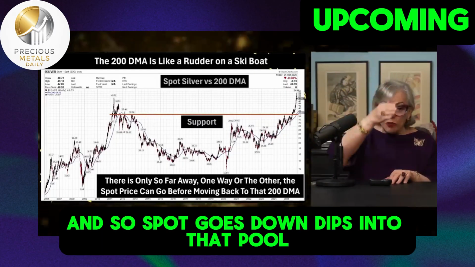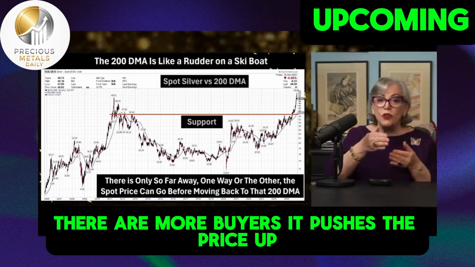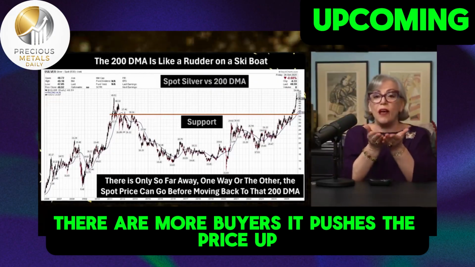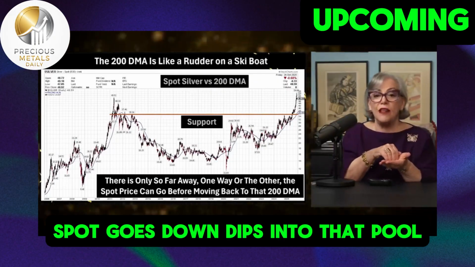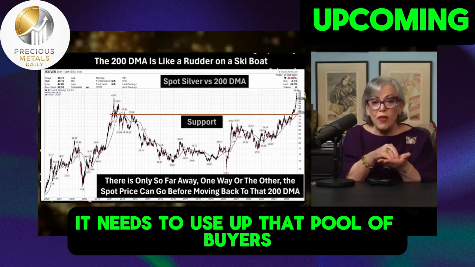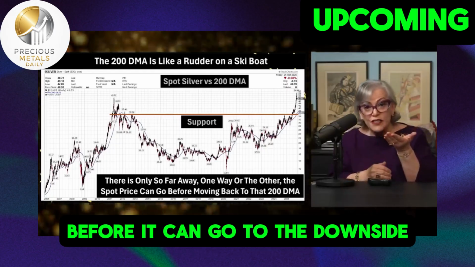And so spot goes down, dips into that pool. There are more buyers. It pushes the price up. Spot goes down, dips into that pool. It needs to use up that pool of buyers before it can go to the downside.